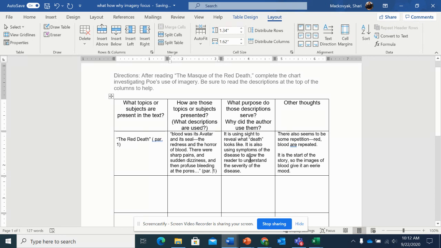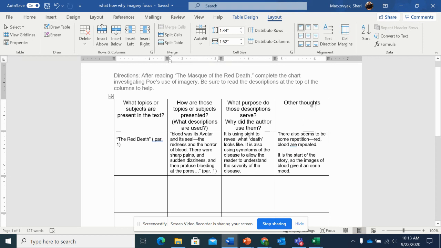So this is where you have to think. There's no answer here that you can Google. This is where you're thinking and analyzing what you think this means. So I thought that these images were using sight to reveal what this Red Death looks like. It's also using symptoms of the disease, sharp pains, dizziness, bleeding at the pores, to let the reader understand the severity of the disease. You can certainly think something different about that, but you're going to need to be able to explain what that means, how you got there.